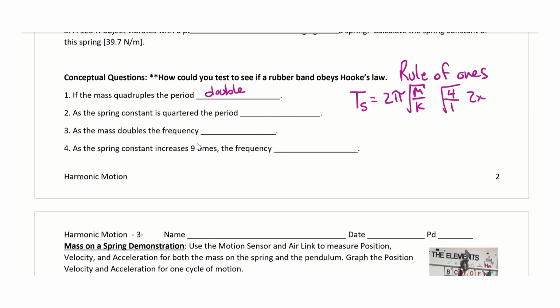Okay. Now, the next one says, if the spring constant is quartered, what happens to the period? So let's take a look at that. Period on a spring, 2 pi times the square root of m over k. 2 and pi are again constants. Our mass is not referenced, so I put in a 1. But spring constant k is quartered, so I'm going to put in a 1/4. So 1 divided by 1/4 is 4. And the square root of 4 is 2, so again this is going to double.